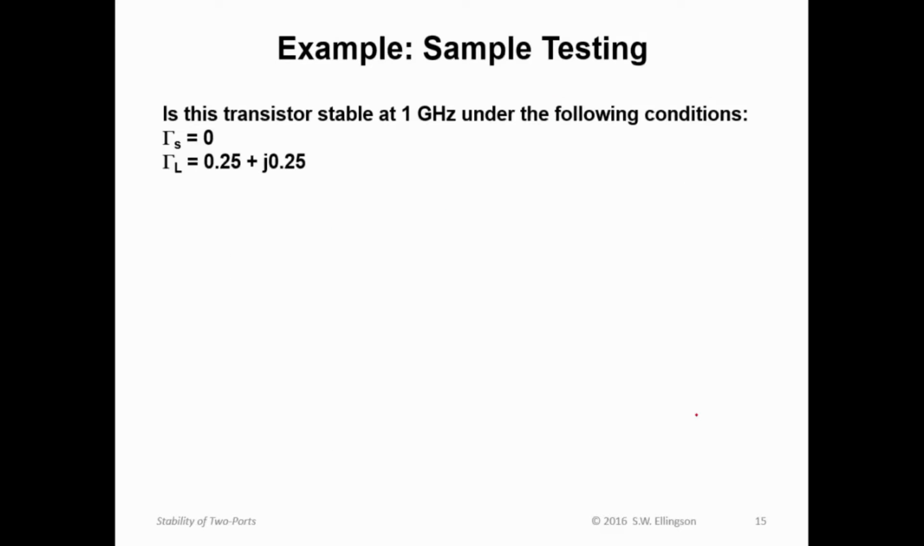Is this transistor stable at 1 gigahertz? If the source impedance is Z0, if the source impedance is equal to the reference impedance, then we get gamma S equals 0. And the load impedance is such that gamma sub L is 0.25 plus j0.25. So are we stable when we terminate this transistor in this particular set of impedances?